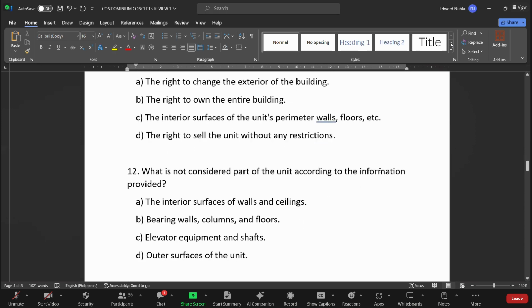12. What is not considered part of the unit according to the information provided? A. The interior surfaces of walls and ceilings. B. Bearing walls, columns, and floors. C. Elevator equipment and shafts. D. Outer surfaces of the unit. What is not considered part of the unit?